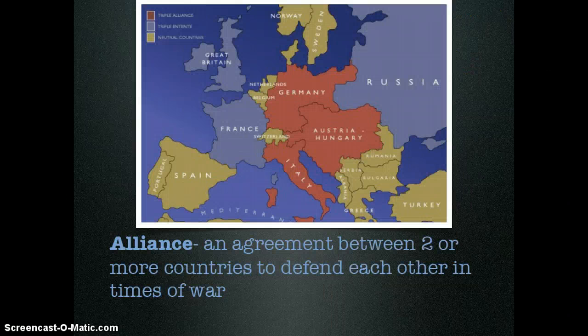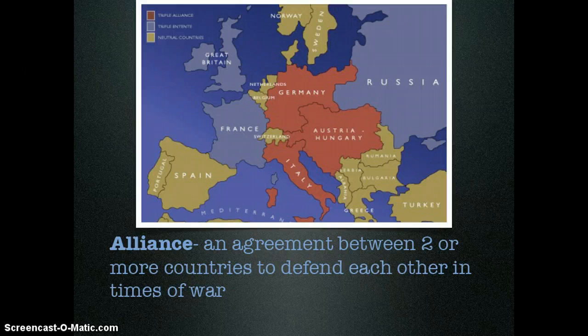And the final thing, and as I skip to another slide, is that European leaders also prepared for war by forming alliances. So by 1914, two major alliances emerged. And first, take a look at the definition of an alliance. So an agreement between two or more countries to defend each other in times of war. So the first one, if you take a look at the map, would be in red, which would be the Triple Alliance: Germany, Austria-Hungary, and Italy.